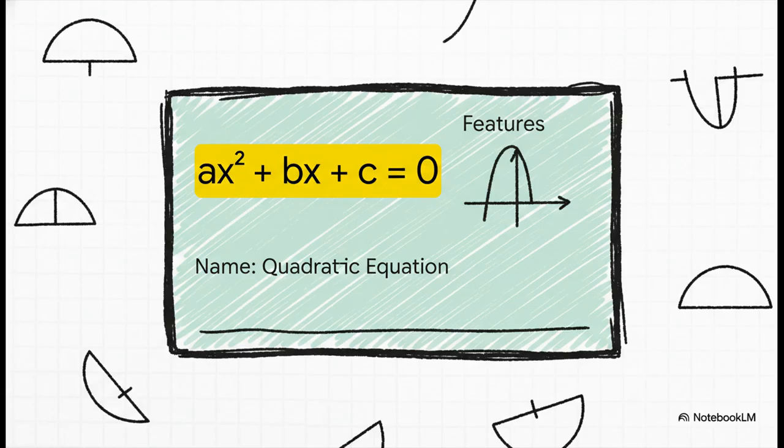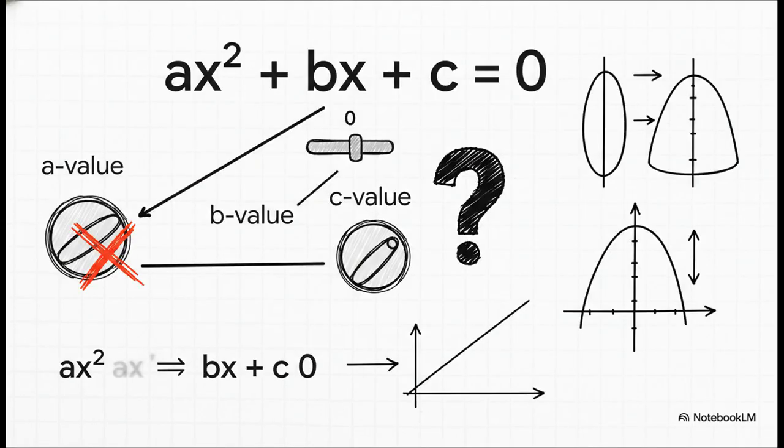Now, every single quadratic equation out there can be dressed up in this one universal outfit, the standard form: ax squared plus bx plus c equals 0. Think of this as its official ID card. It's the blueprint.